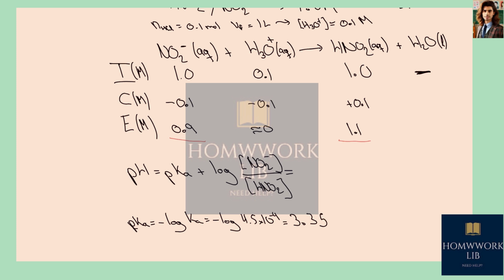Okay, so now this equation becomes 3.35 plus logarithm of the concentration of the base 0.9 divided by 1.1. So the pH for this solution is going to be a pH of 3.26. As we expected, this pH is lower than the value for pKa, and that is going to be our final answer. And that will be all.